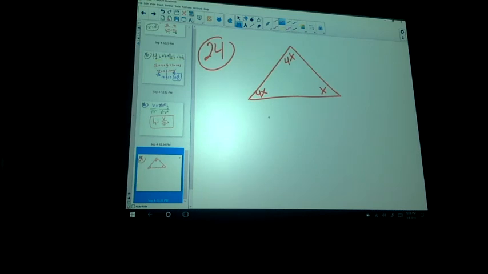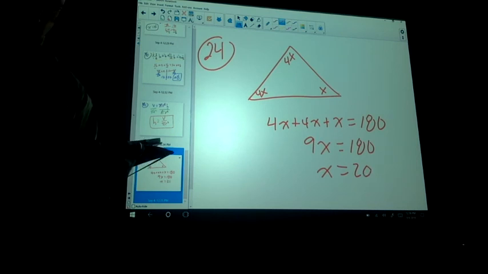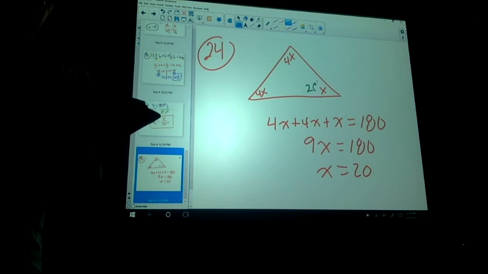What do all three angles add up to in a triangle? 180. So I have 4x plus 4x plus x equals 180. That's 9x equals 180. So x is equal to 20. So the third angle is 20 degrees, and then each of these would be 80 and 80. Because all three angles have to add up to 180, so 80 plus 80 is 160, plus 20 is 180. He is correct. Yay.